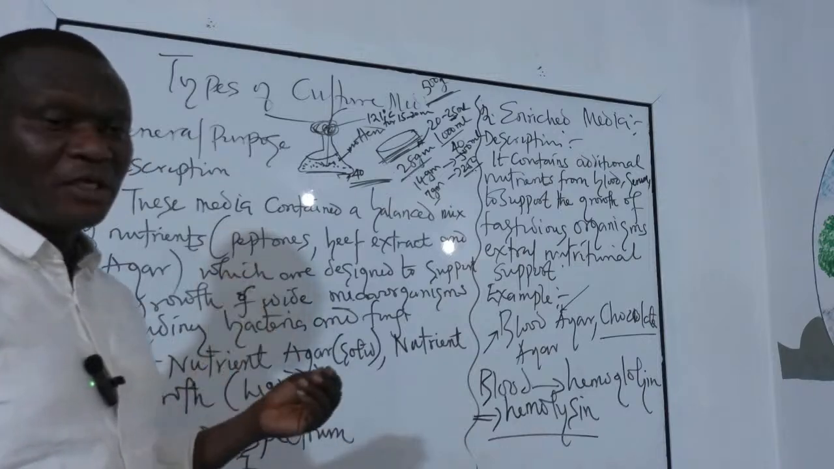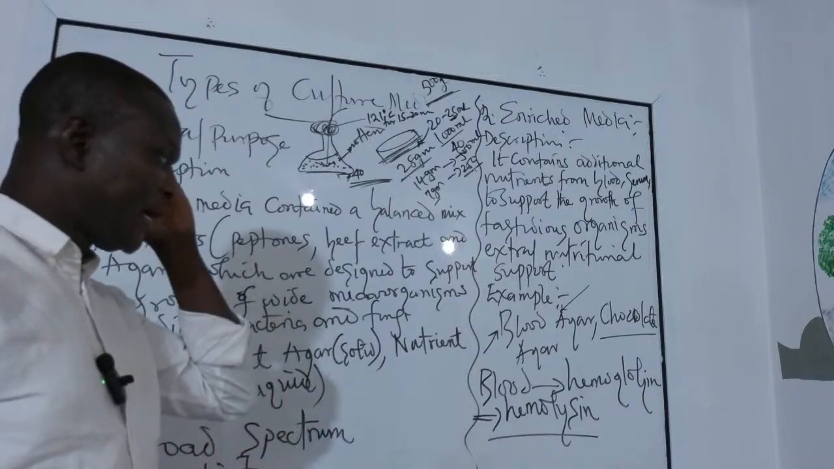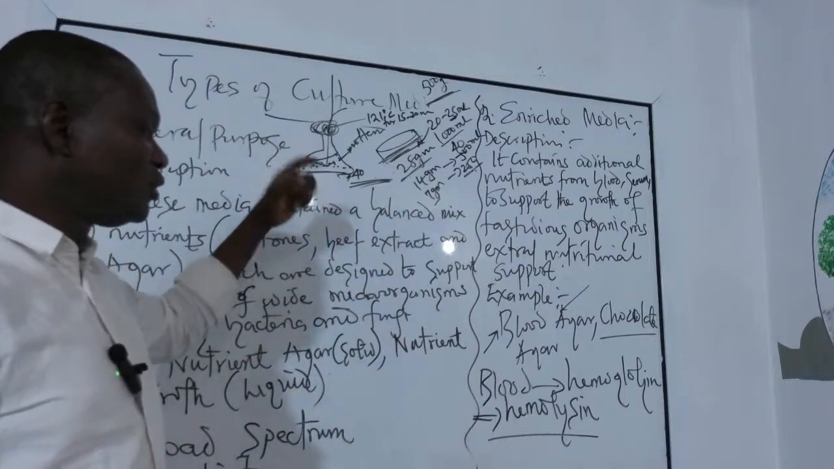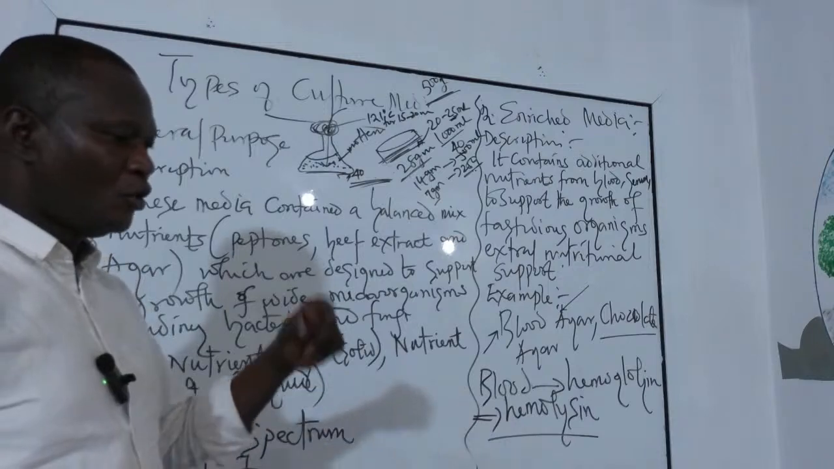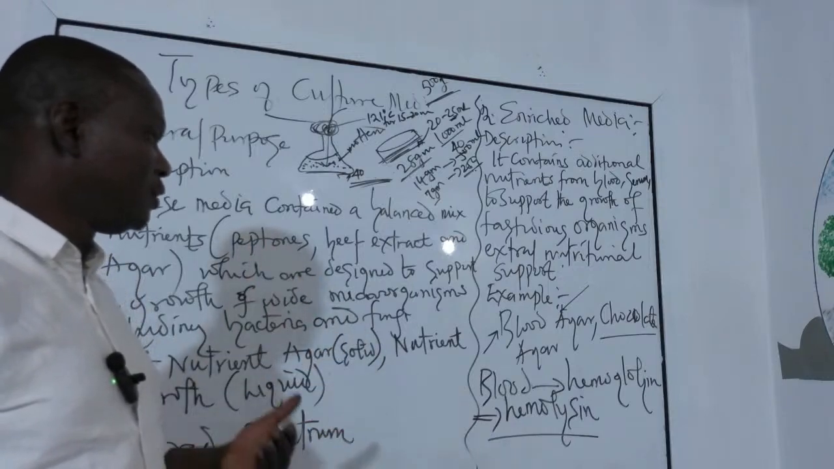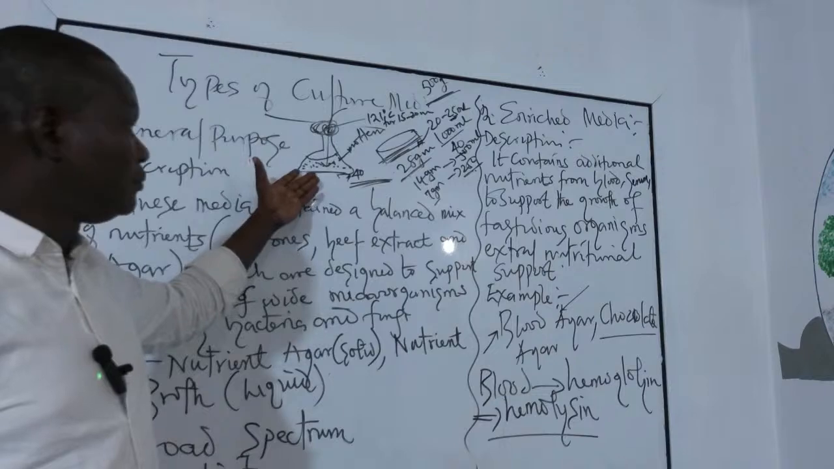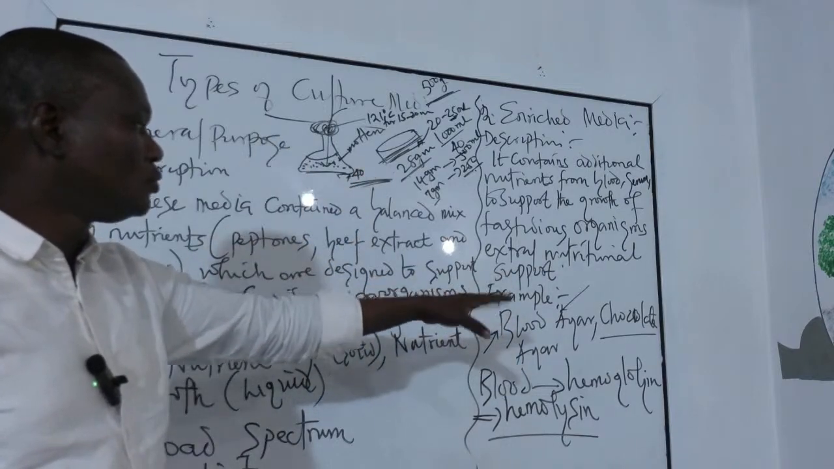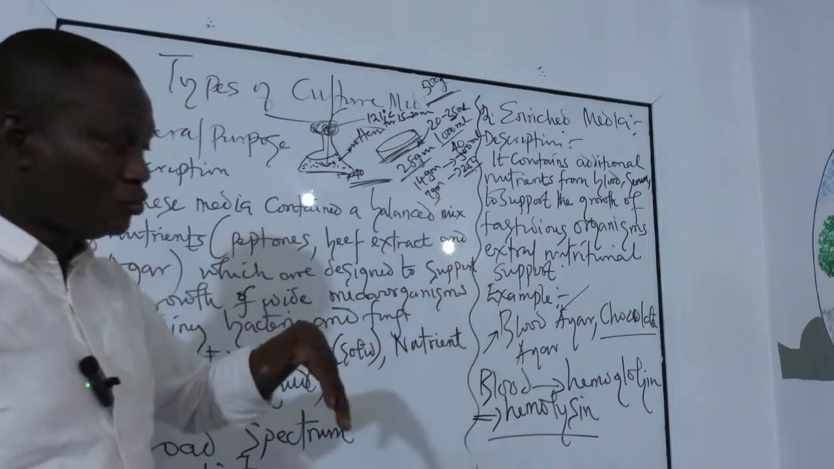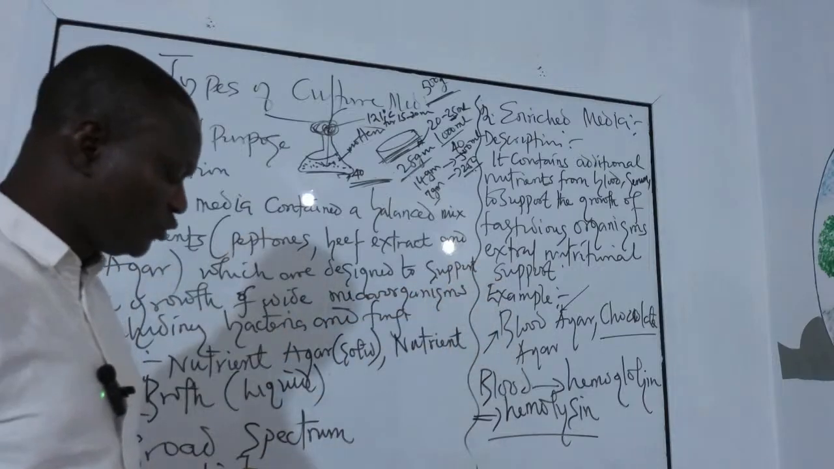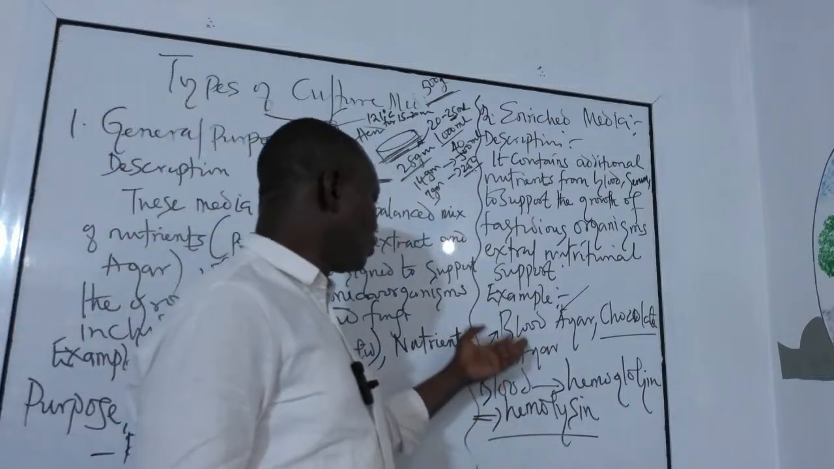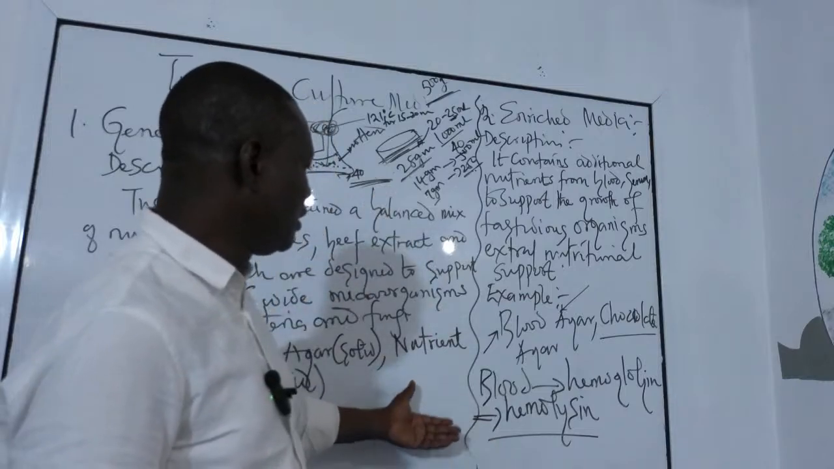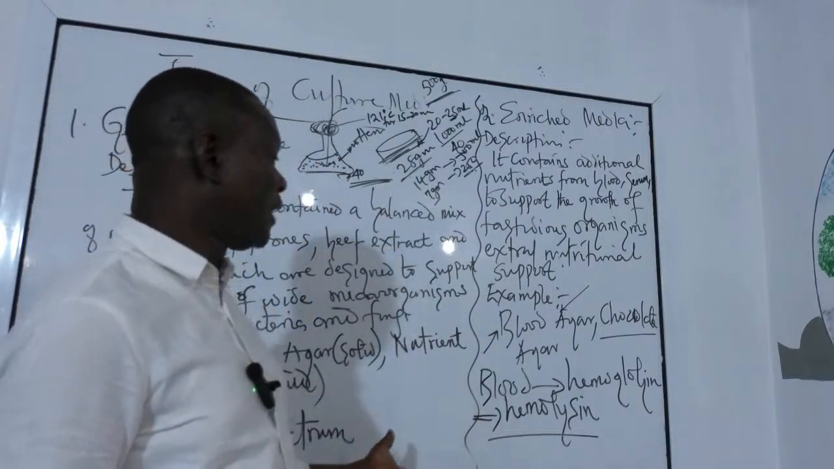And I told you the difference between blood agar and chocolate agar. Chocolate is made by adding the blood to the molten agar while it is still very hot, so that the very hot molten agar is going to change the color. It's going to split it and change it to chocolate color. And for blood agar, you add the blood when the temperature has decreased.